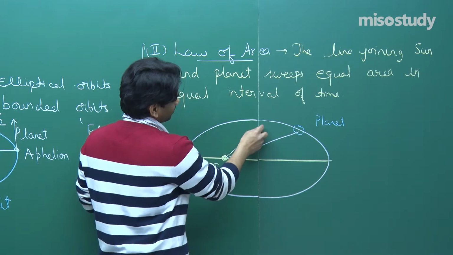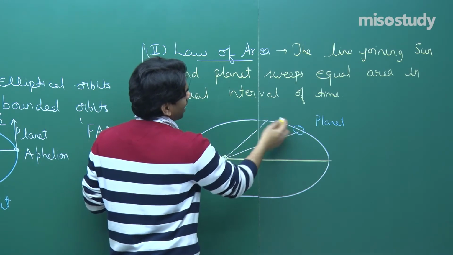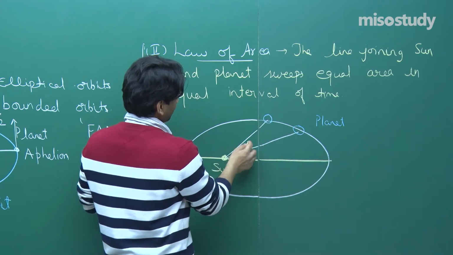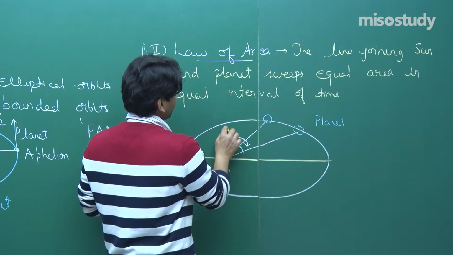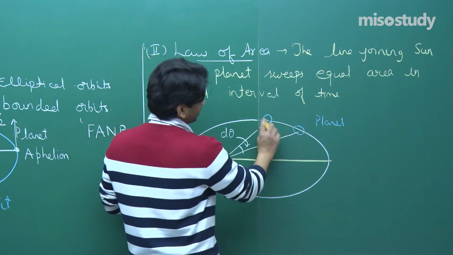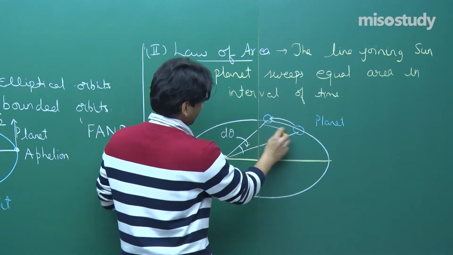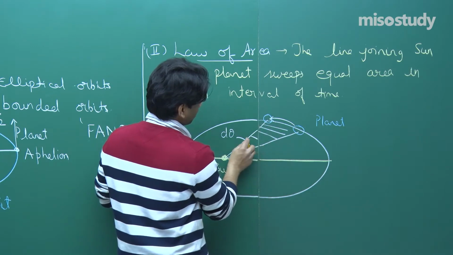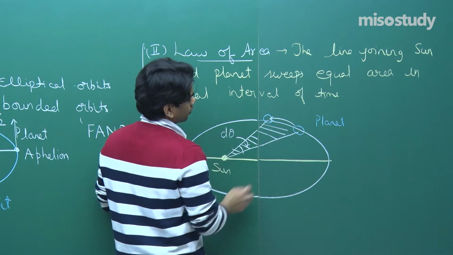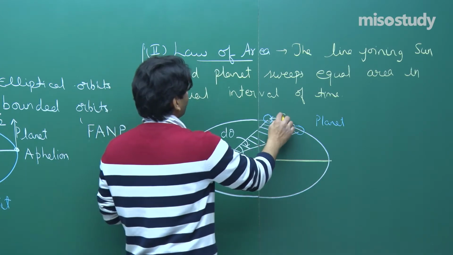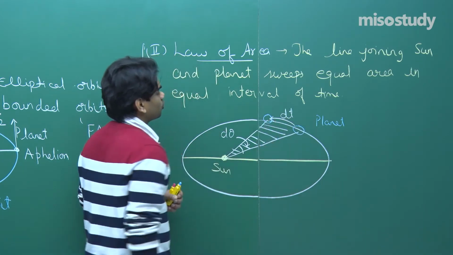this planet will reach this particular location, let's say making an angle d theta. In time dt, it moved from here to here, sweeping an area given by the shaded portion. This is what has been given in time dt. It has moved from this position to this position, sweeping an area.